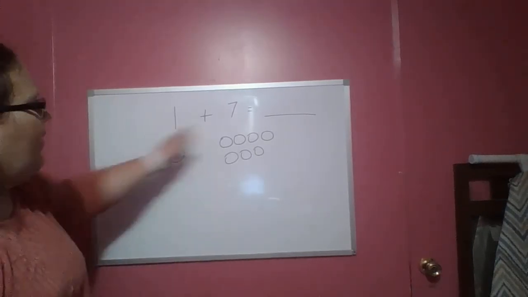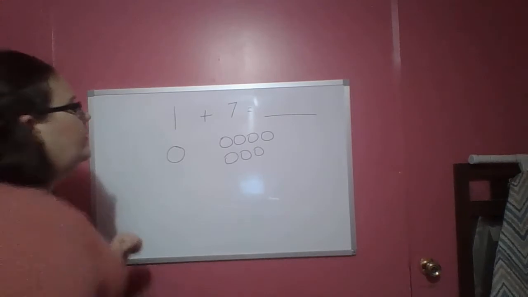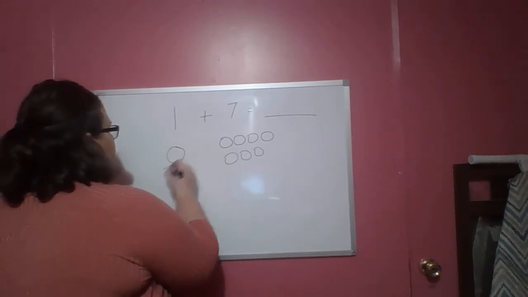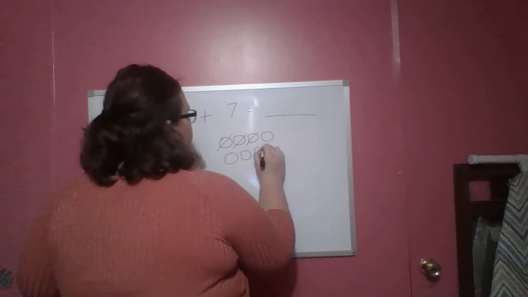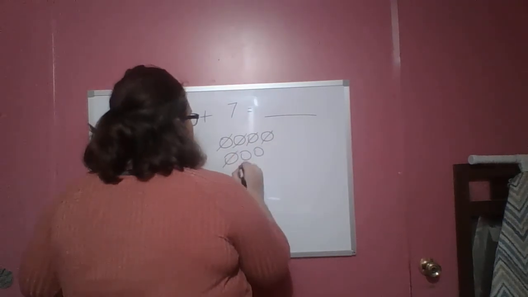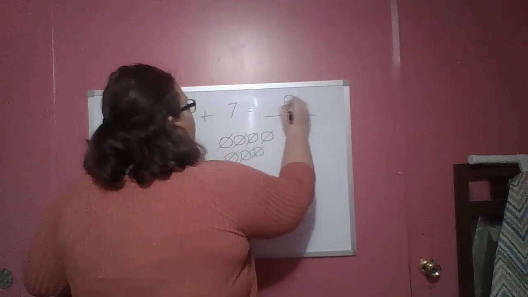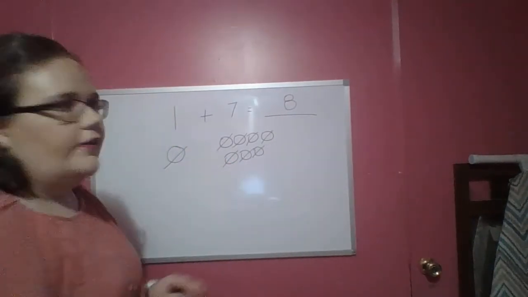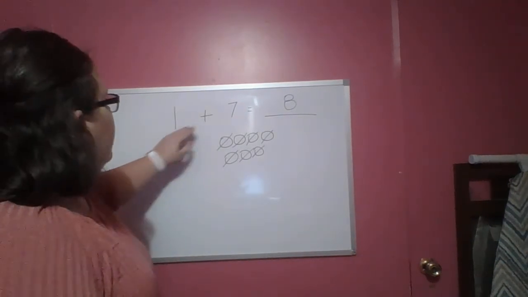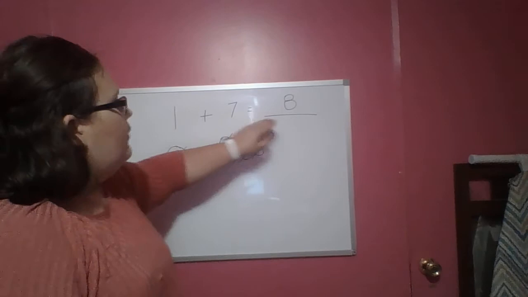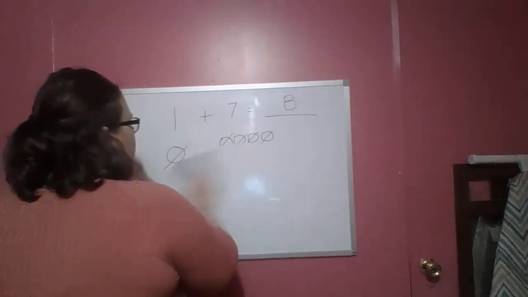All right, so now we have to count both sets of circles. So careful count with me. We have 1, 2, 3, 4, 5, 6, 7, 8. So our answer is the number 8. So read the equation with me. We have 1 plus 7 equals 8. All right, good counting and good adding.